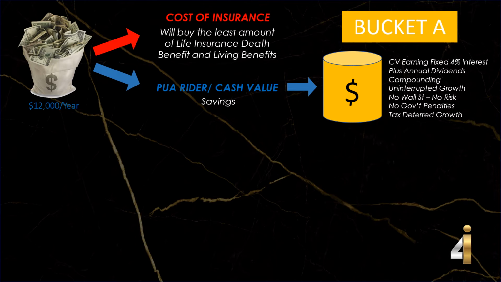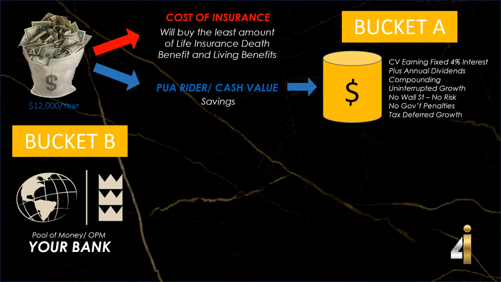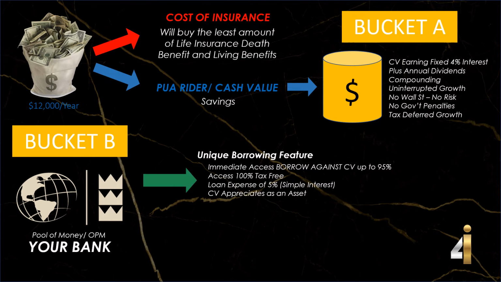At this stage, people ask me, what if I need to access my money? When you pay for the cost of insurance, you gain the right to access the insurance company's asset. And this asset is going to be a pool of money which will serve as your bank. With our unique borrowing feature, you can borrow against your bucket A up to 95%. Let's just say there's $10,000 in bucket A, so you can borrow up to $9,500 immediately, and you can access this 100% tax-free. But of course, there's no such thing as a free lunch.